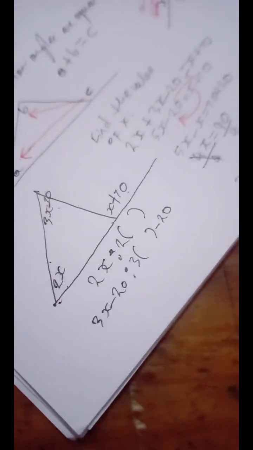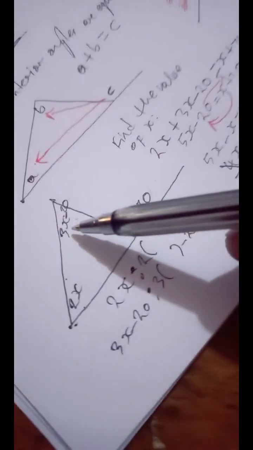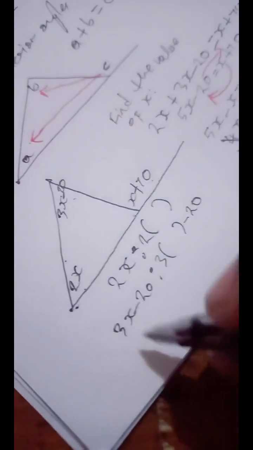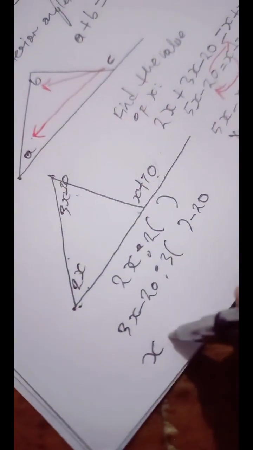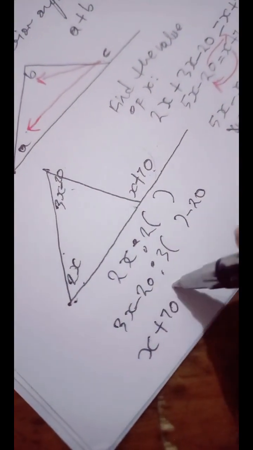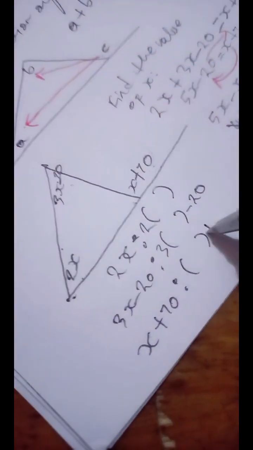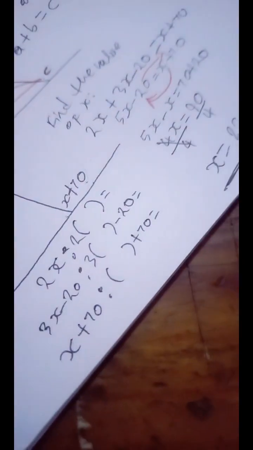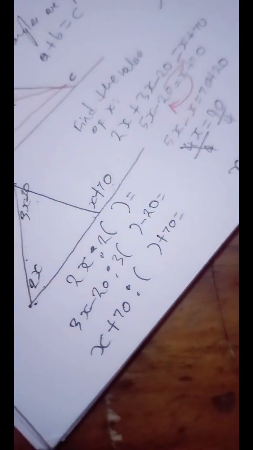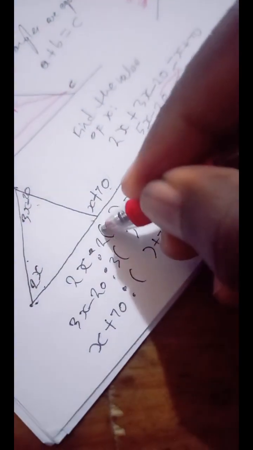3x minus 20, so it's 3 open bracket minus 20. We're removing the x so that we feed in 22.5. From there, 3x minus 20. Then x plus 70 is going to be open bracket plus 70, like this. These are our three angles which we have. So we are going to replace with what? 22.5.